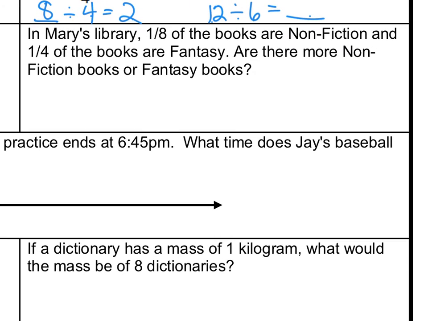In Mary's library, 1/8 of the books are nonfiction, and 1/4 of the books are fantasy. Are there more nonfiction books or fantasy books? So this is the same as comparing 1/8 with 1/4. And when we compare, we do some stacked rectangles. We'll make the top one look like 1/8. So that means it's an even number. I divide it in half first. I need 4 on each side.